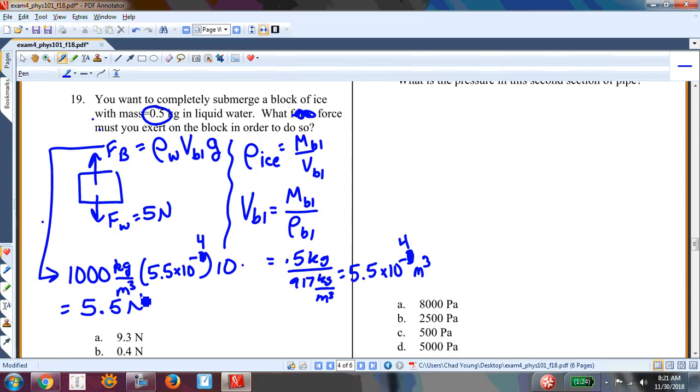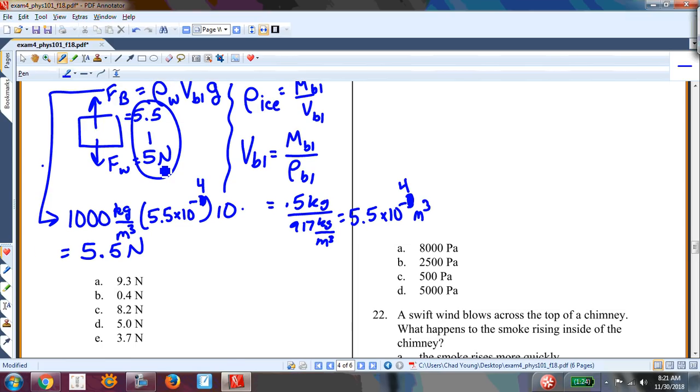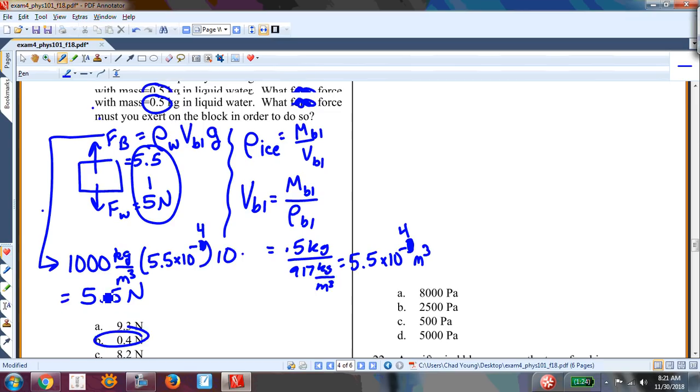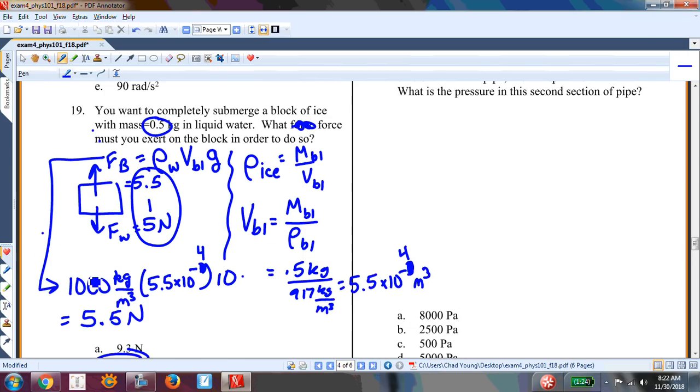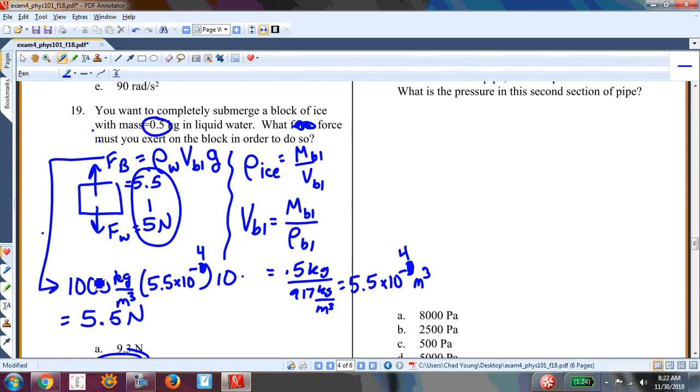Yeah, 5.5 newtons. That means I have an additional force of 5.5 newtons buoying this thing up, which means that in order to hold it submerged, I have to take the difference between these two, 5.5 minus 5. I think I rounded a little bit differently. The answer here is B, number 19, but I'll change it so that it's 0.5. That keeps proper sig figs, I think. Yeah, that keeps proper sig figs. I'll revisit that. So that's number 19.